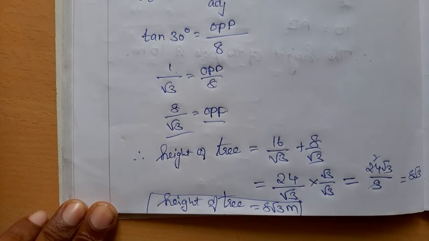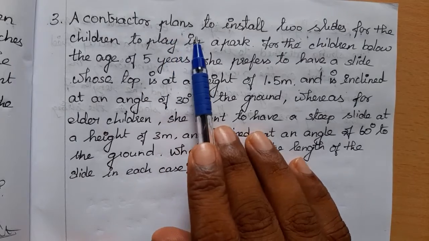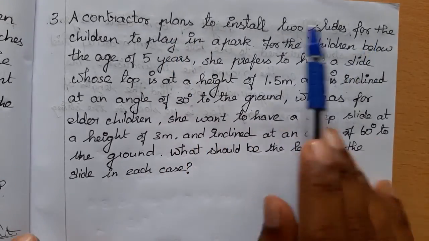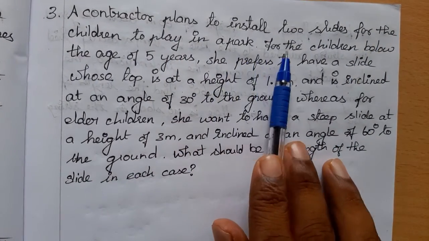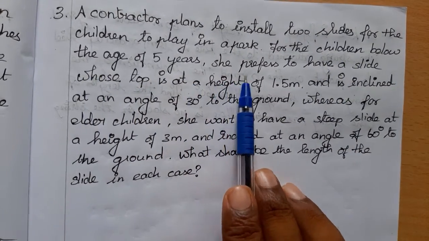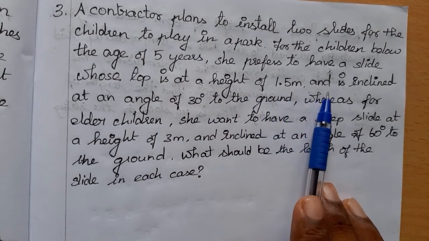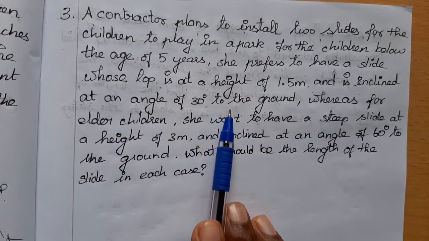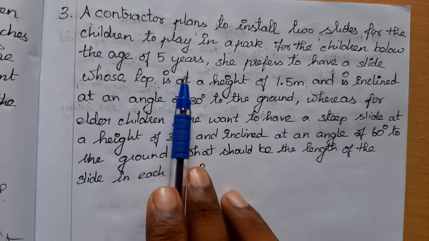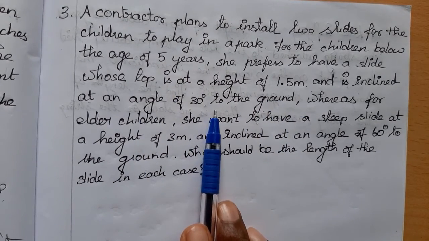Clear? So here we come to the next problem. A contractor plans to install 2 slides for the children to play in a park. For the children below the age of 5 years, she preferred a slide whose top is at height 1.5 meters and is inclined at an angle of 30 degrees to the ground. So for 5 years and below, the height is 1.5 and the inclining angle is 30 degrees.